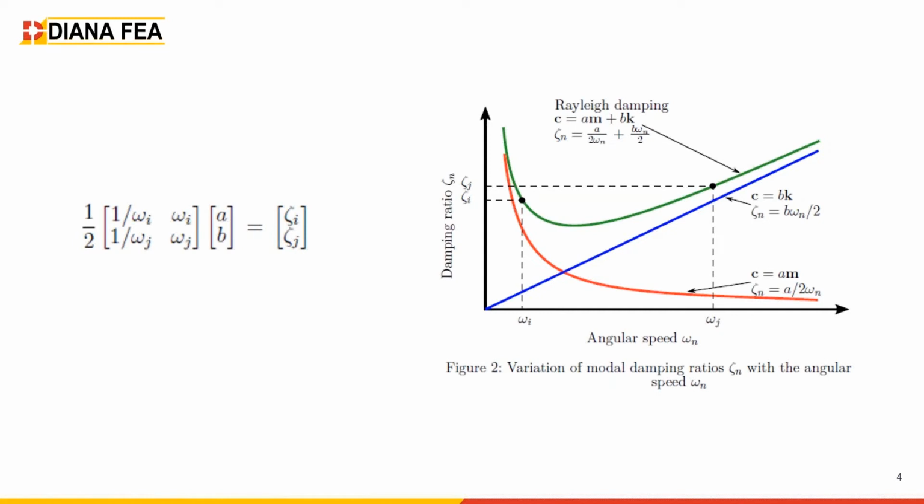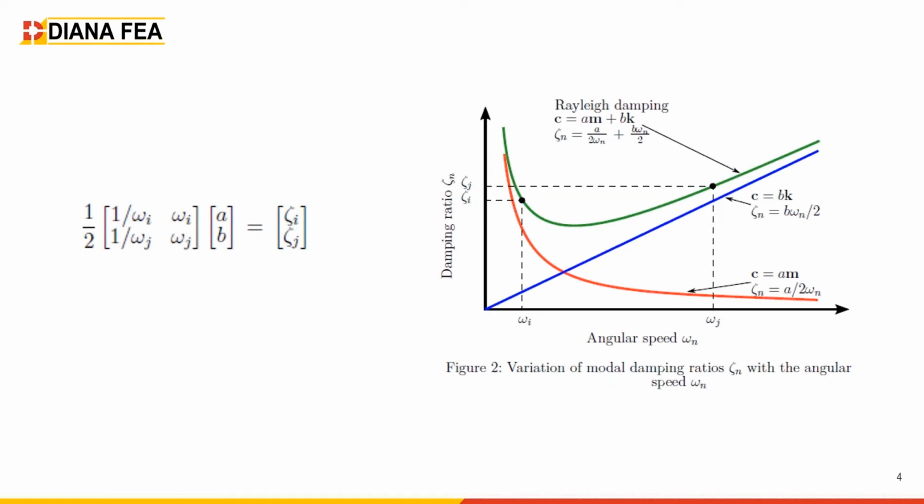In DIANA, you can calculate the Rayleigh damping parameters based on this equation by choosing a set of damping ratios, which are on the right side of the equation, and eigenfrequencies, which are linked to the angular speed here. I remind you that it's 2 times pi times f. So the set of damping ratios is defined by the user, while the eigenfrequencies, fi and fj, can be explicitly specified, or determined by providing the corresponding eigenmode.